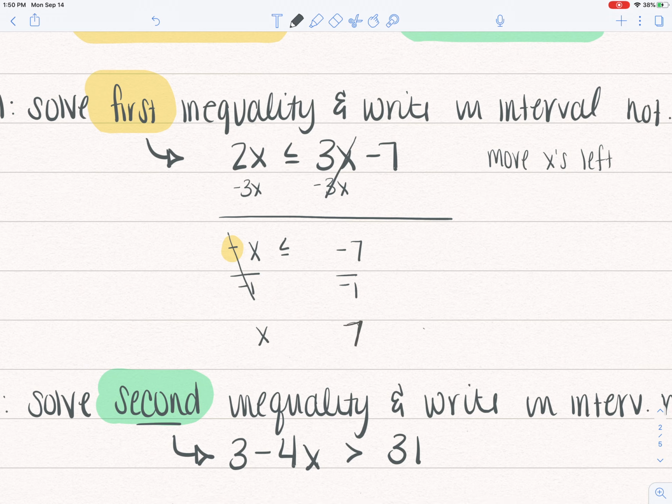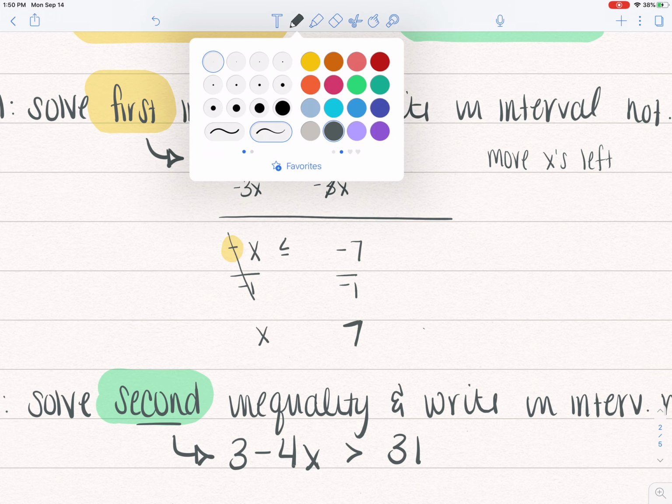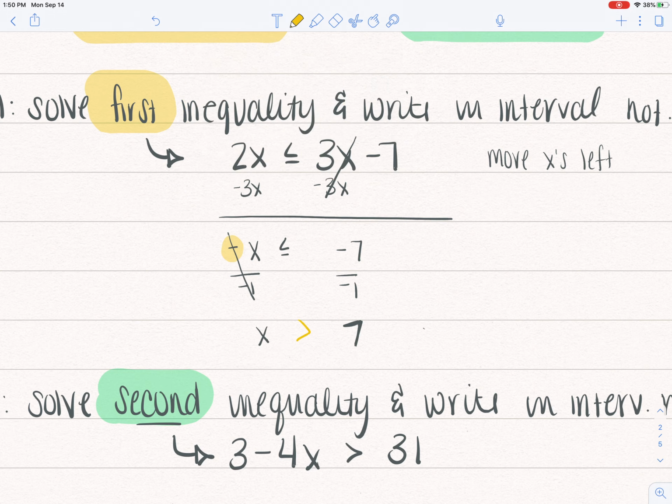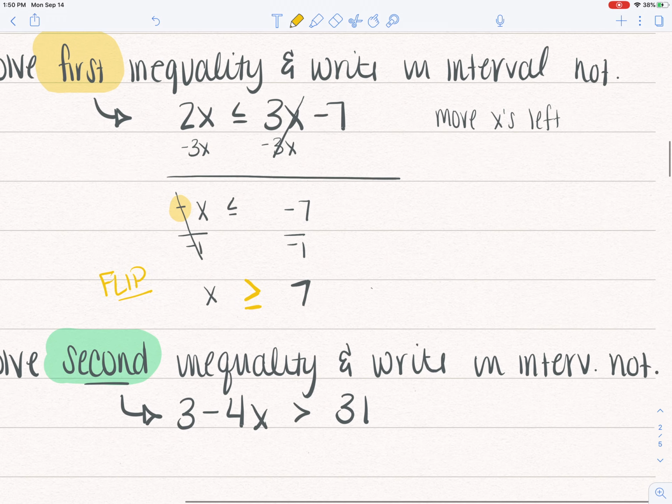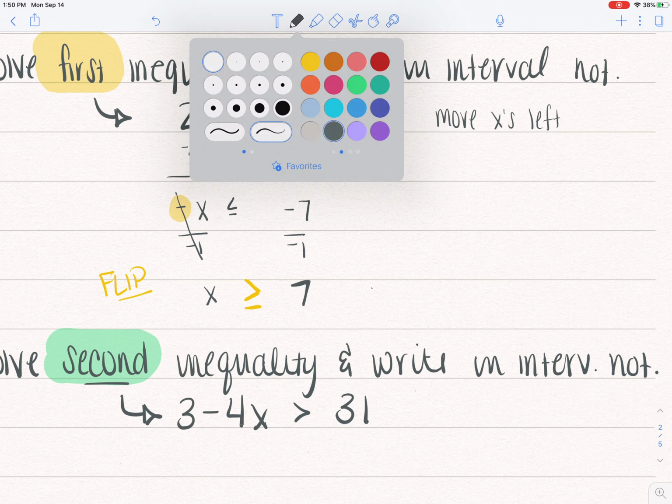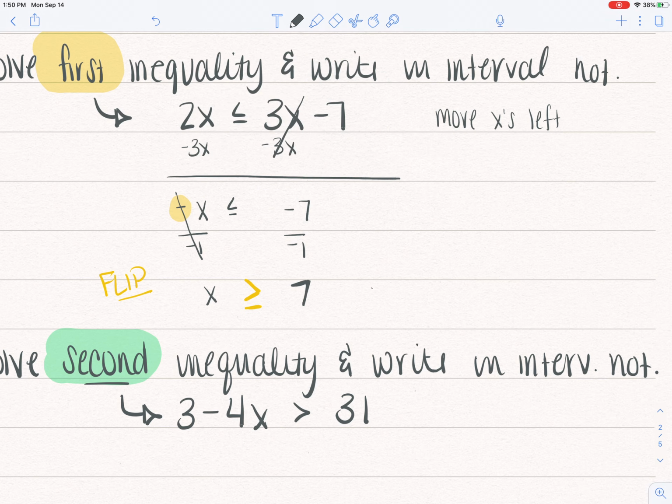Now, anytime you multiply or divide by a negative number, you are going to flip the inequality. We talked about that in the last video, but just as a reminder, flip the inequality. So there's my inequality, I need the interval notation. So I go through the graph. Even though it didn't ask me for the graph, I'm going to go ahead and graph it.